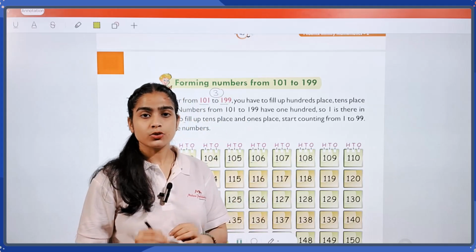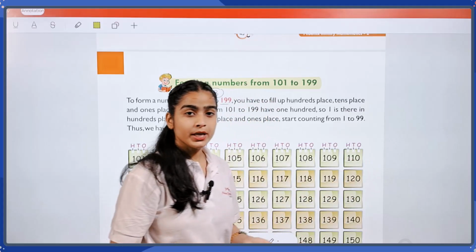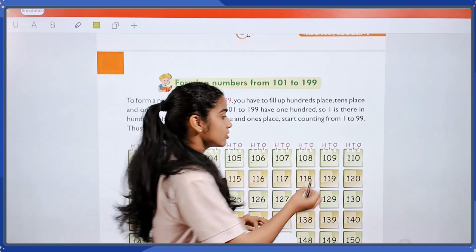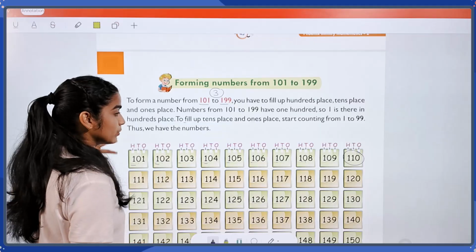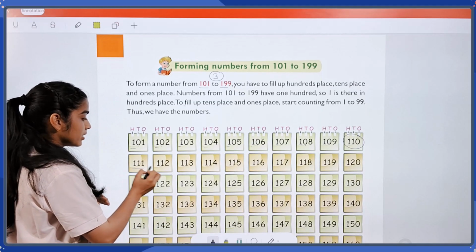But 10 is a two-digit number, which means 110. So how many tens do we have? 100 plus 1 ten and 0 ones, so we have to write it in that way. Now we have to start counting. After 10 we have 11, so the hundreds digit 1 stays the same.